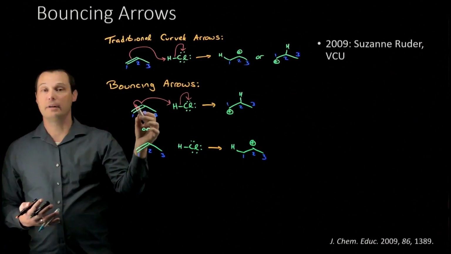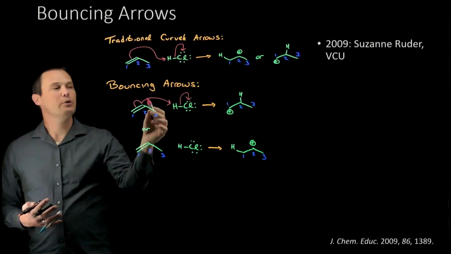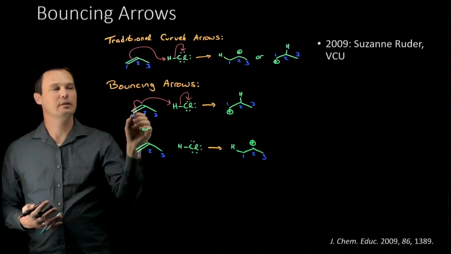The arrow started at the pi bond, because that's where the electrons are. They bounced through carbon 2 to attack the hydrogen. This arrow is unambiguous.